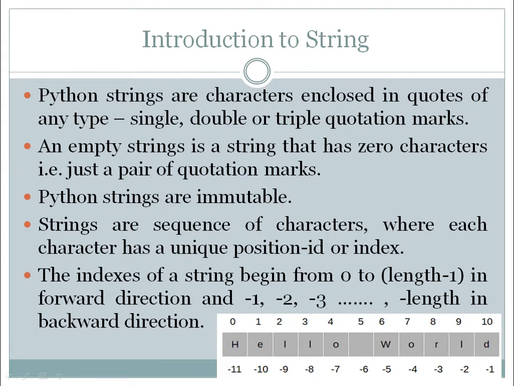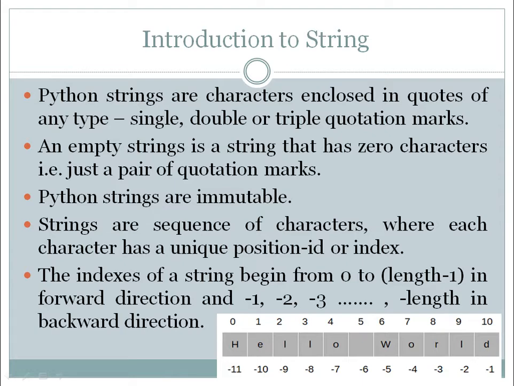Python strings are characters enclosed in quotes of any type. It can be single quote, double quote, or triple quotation marks. Clear? So any type of quotes can be used in string. So any character enclosed in a single quote or double quote or triple quote is a Python string.